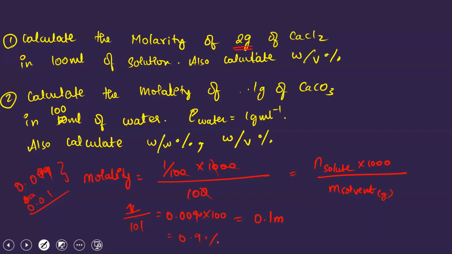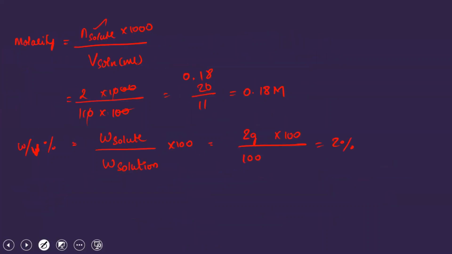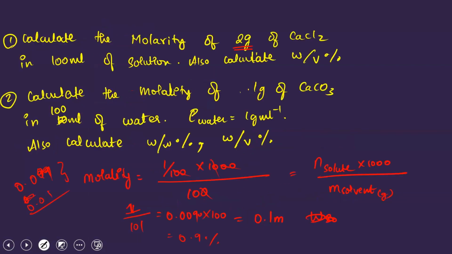Weight by volume percentage. Weight by volume percentage is weight of solute by volume of solution into 100. Right? So weight of solute is 1 gram. Volume of solution is what? For volume of solution, calcium carbonate is a solid, correct or not? So whatever volume the solvent occupies, that would have been the volume of solution.